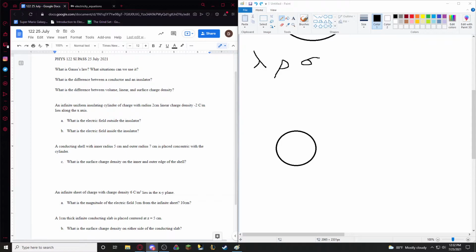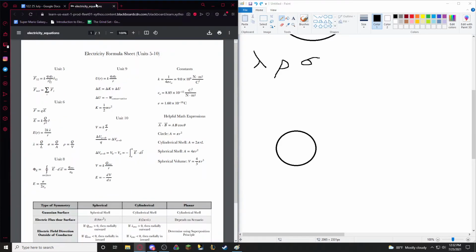Well, okay. So, wouldn't it just be 2k lambda over r? Yep. But how did you get that? I think I know how you got it. Well, yeah, the formula sheet. You looked at the formula sheet. How does the formula sheet get that? How could you derive that, perhaps using Gauss's law?